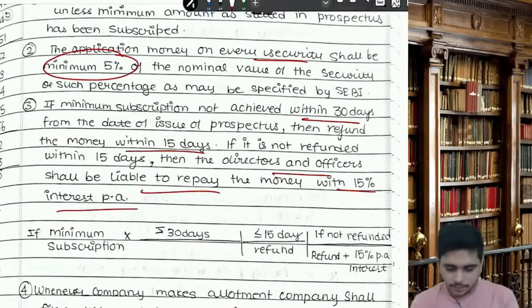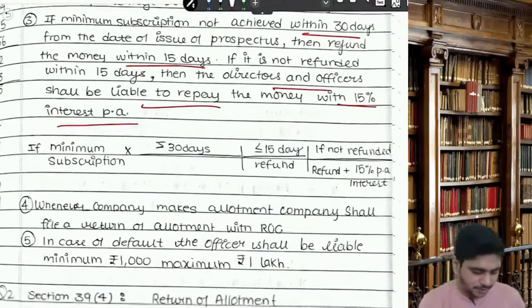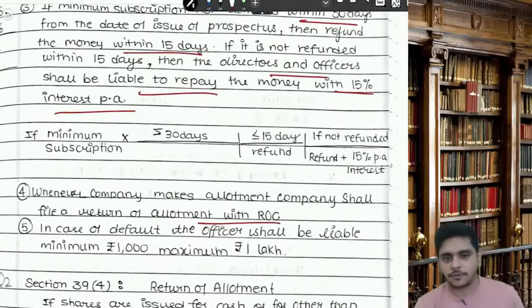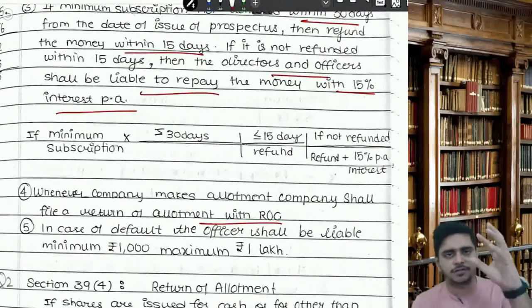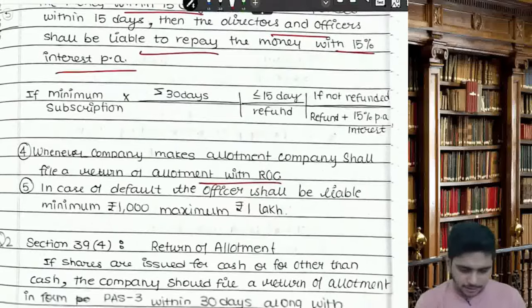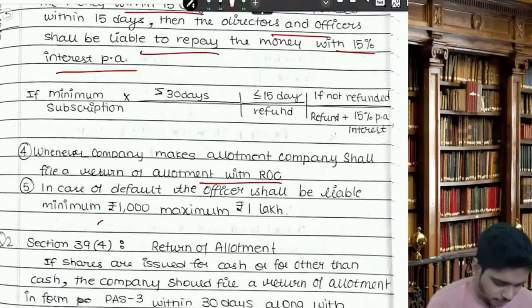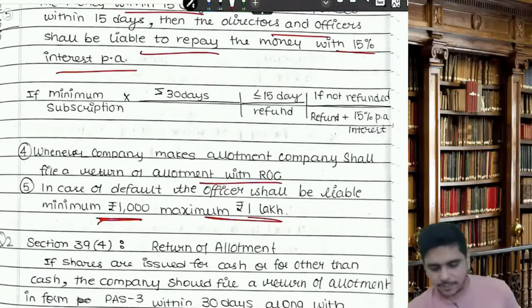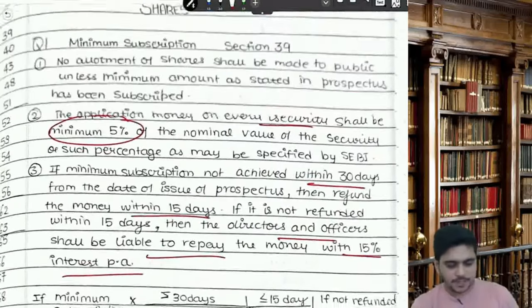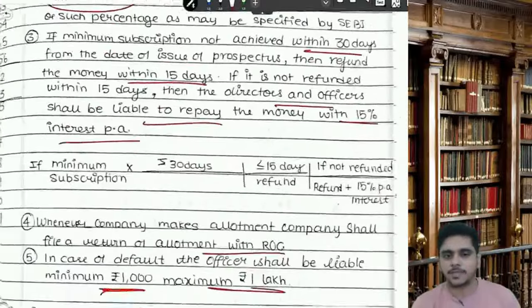Then, whenever the company makes an allotment, the company shall file a return of allotment with ROC. In case of default of section 39, the officer shall be liable to a minimum of 1,000 rupees, maximum 1 lakh rupees. Section number, guys, is 39, minimum subscription.